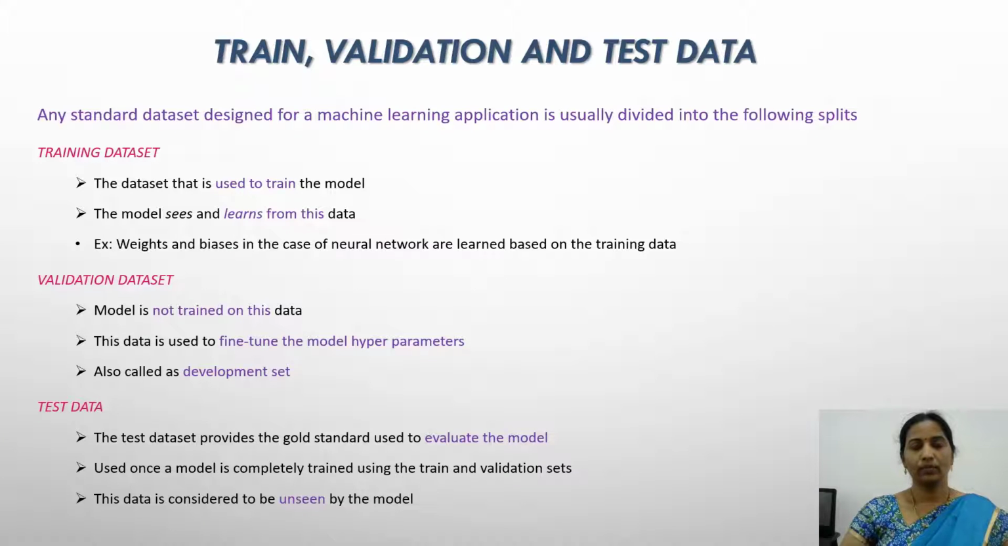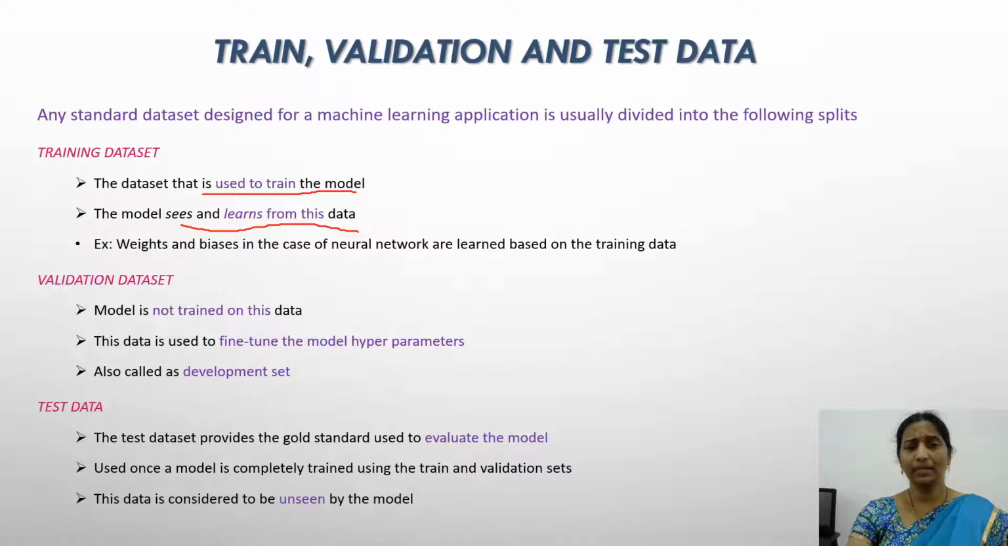So let us see what is the train, validation and test data for the given data set. Any given data set, we usually divide into training, validation and test data sets. The training data set is the one on which we implement the model. That is, the model is trained on this data set. Such data is called the training data set. Here the model learns its parameters using this training data.